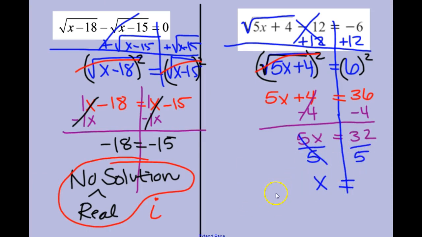Well, we know that's not going to be a nice answer. It's going to be 6.4. This is one that if you get an answer like this, you might want to double check it. 5 times 6.4 is going to give you 32. 32 plus 4 is 36. Square root of 36 is just 6. So 6 minus 12 does give you negative 6. So this is, in fact, correct.